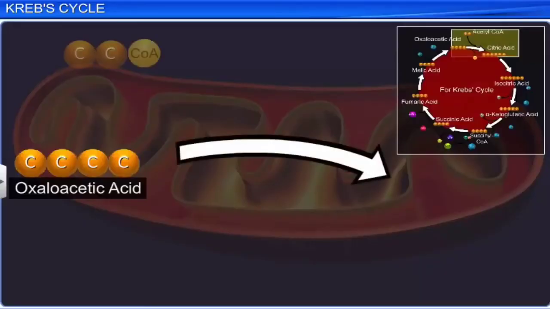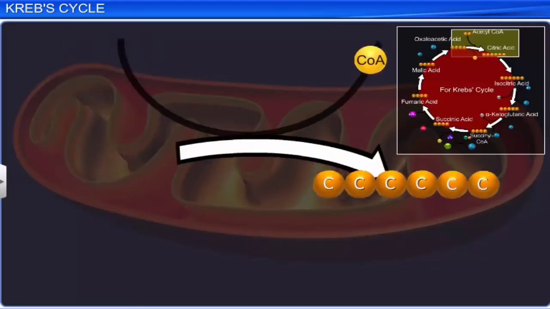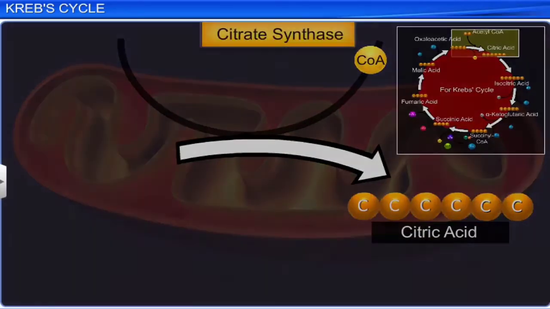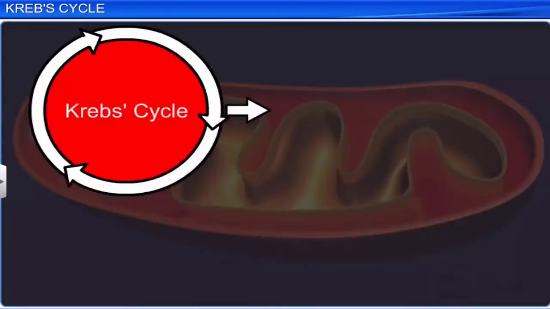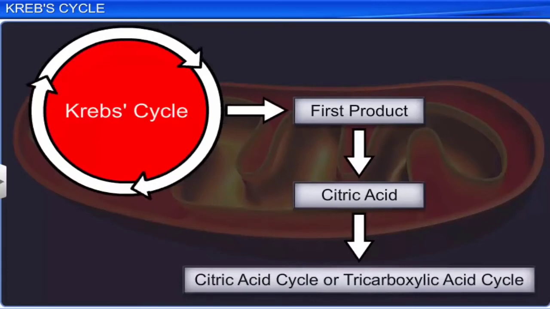Krebs cycle starts with the reaction of acetyl coenzyme A with oxaloacetic acid to form citric acid, catalyzed by the enzyme citrate synthase, with the release of coenzyme A. The first product of Krebs cycle is citric acid, and hence the cycle is also called the citric acid cycle or the tricarboxylic acid cycle.